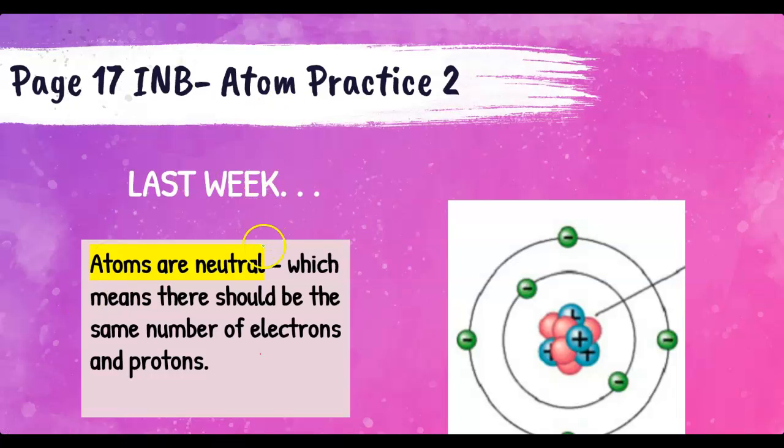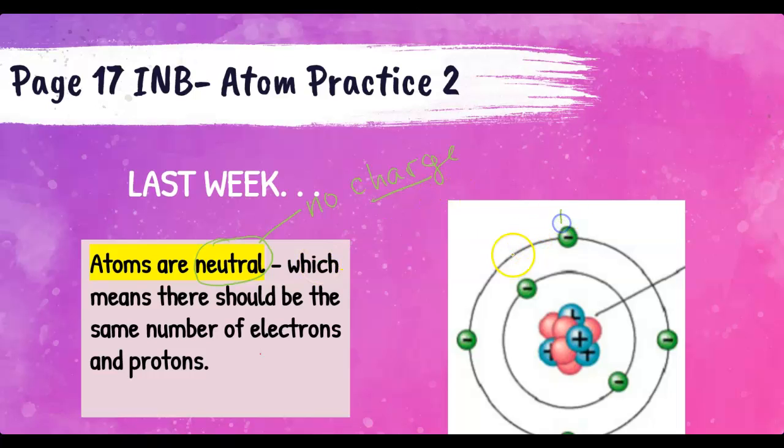Okay. All right. So first thing is this word neutral, right? Atoms are neutral. And we talked a little bit about this last week. It should be written on page 15 of your notebook from last week. But remember, the word neutral means no charge. And that means that for every negative charge we have in an atom, we also must have the same amount of positive charge to cancel each other out, right?